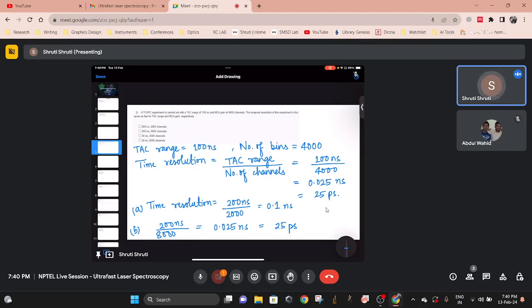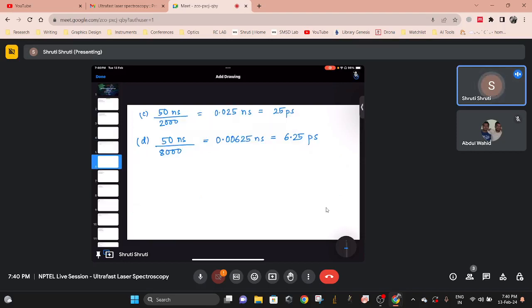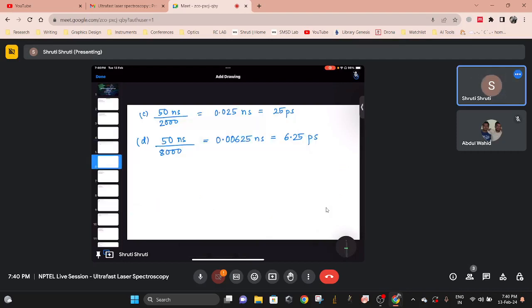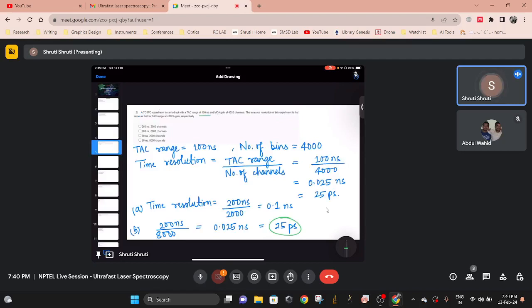So for the first option, I'm getting 0.1 nanosecond. For option 2, 25 picosecond. For option 3, it's again 25 picosecond, and option D, it's 6.25 picosecond. So from the resolution, you can see option B and C have the same resolution, which is 25 picoseconds. So this one and this one have the same resolution as the given tag range, 100 nanosecond divided by 4000. So the correct answer will be B and C.